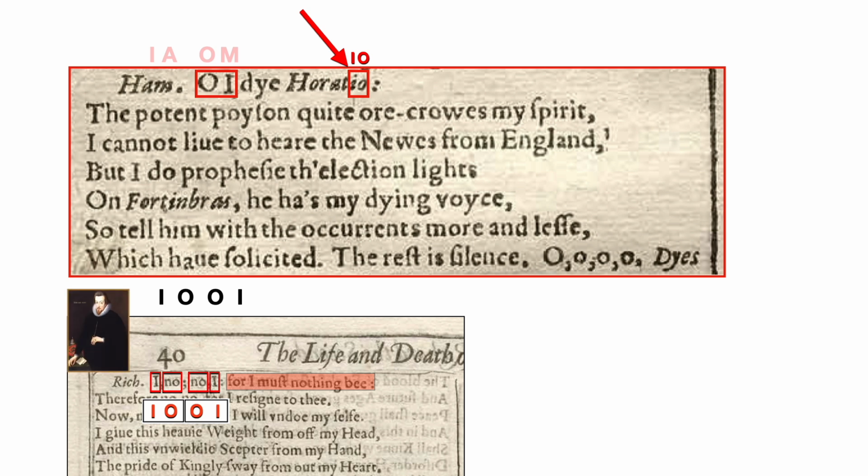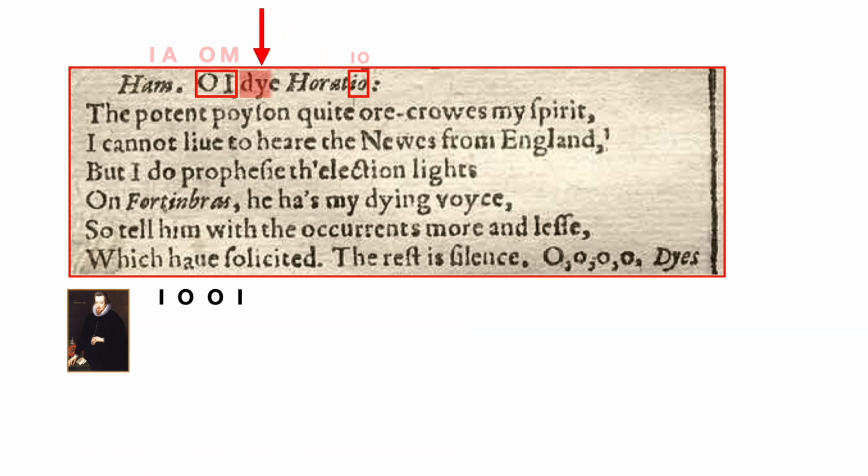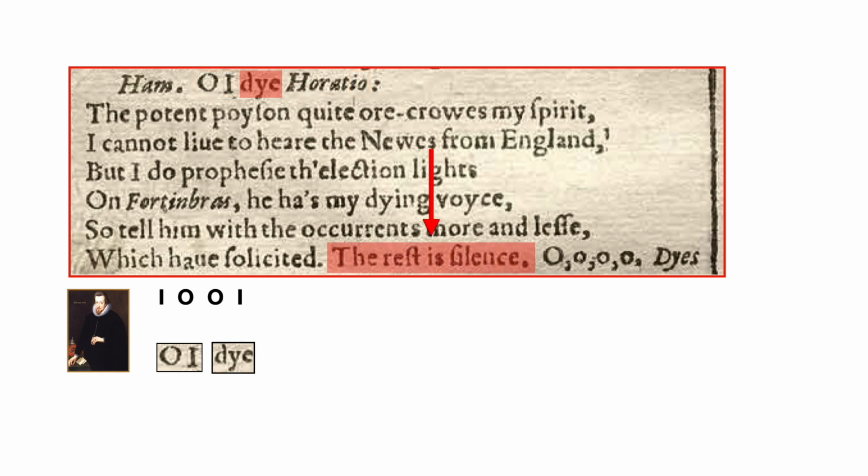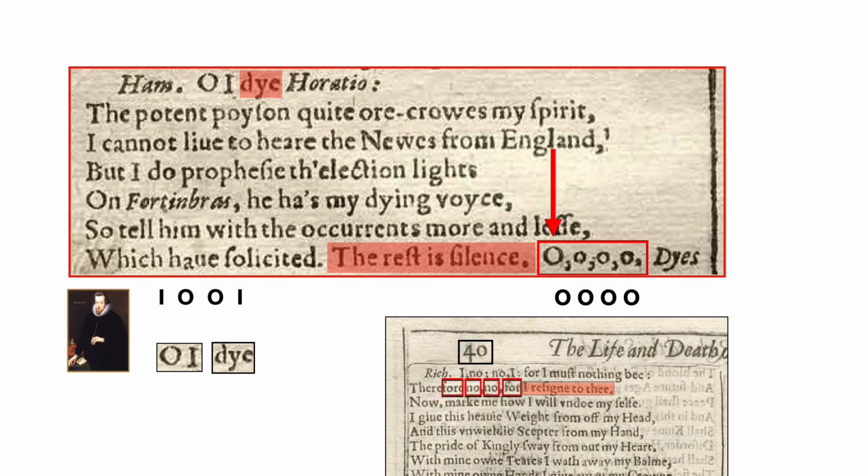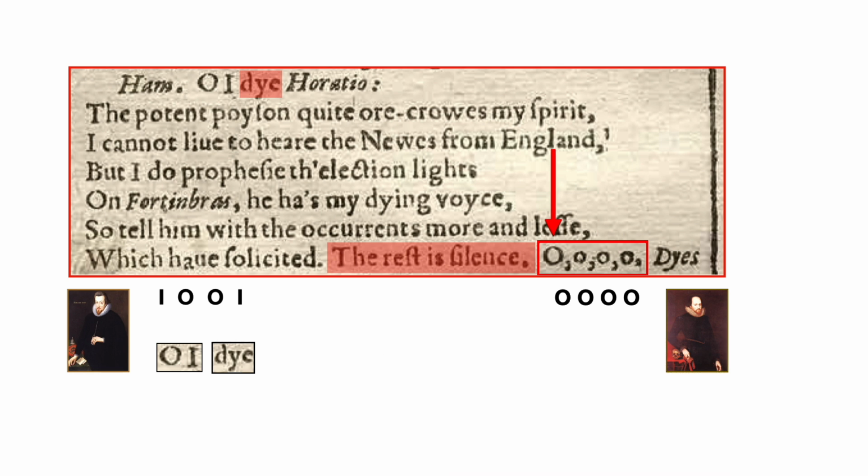By reversing it, Shakespeare is saying, if you're going to negate me, force me to give up my crown, I'm going to negate you. 10 becomes 01. At the end of the speech, a great line, "the rest is silence," followed by that terrible line, "O, O, O, O." But of course that's Oxford's code number 40, 4 O's. Again, page 40, second line, "therefore no, for I resign to thee." By inverting his own 40 to 04, Oxford is revealing that this is also his own story.